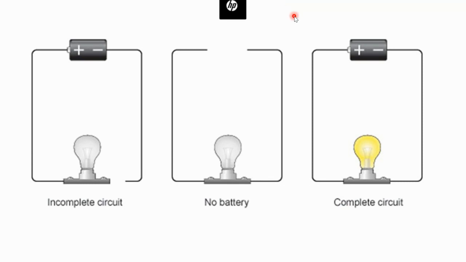So what else does this show us? Well, even if we connected this circuit up with a wire, it's still not going to work because there's no battery. So we know that batteries store energy. They are a chemical store of energy, and they transfer that energy electrically to things that are in the circuit, such as a bulb. So electricity is a transfer of energy.